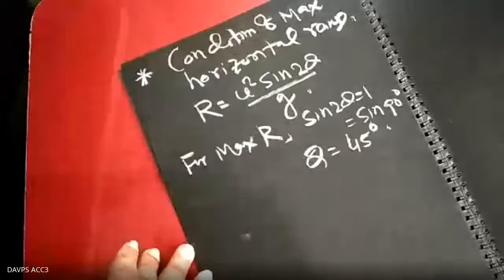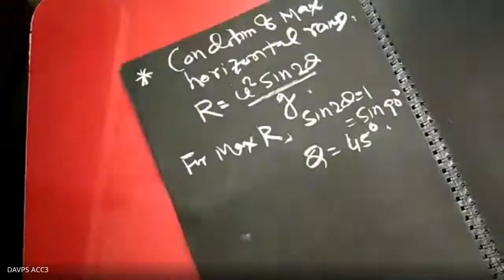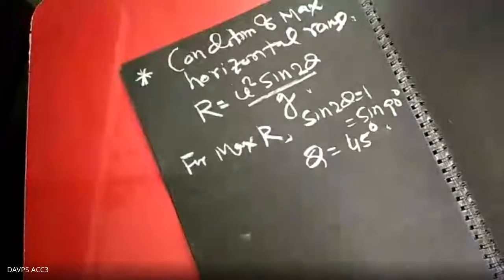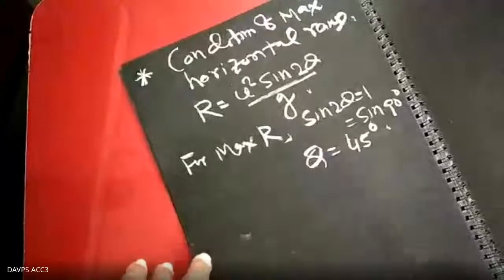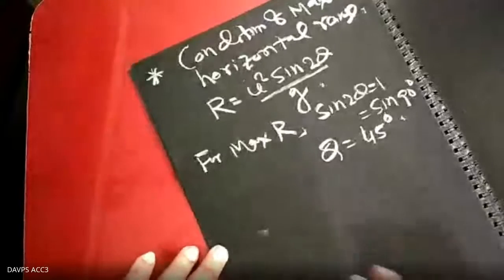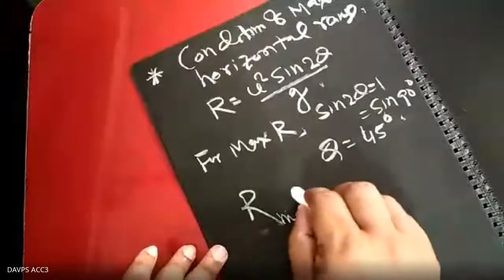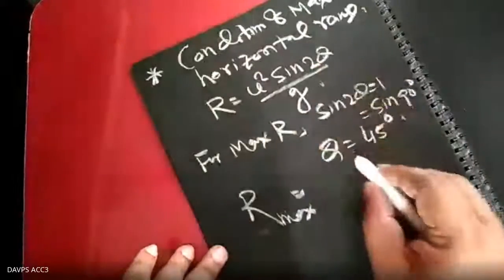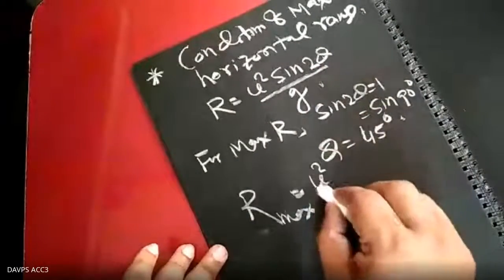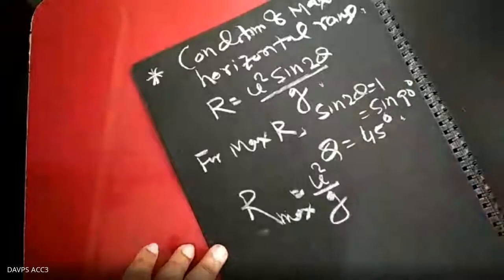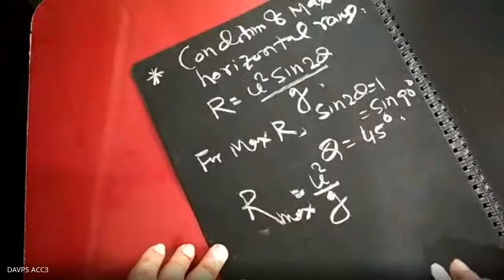So in this case, what will be the maximum horizontal range? R max equal to, if sine 2 theta equal to 1, u square upon g. That is the maximum horizontal range.